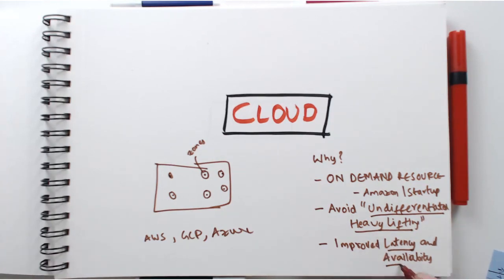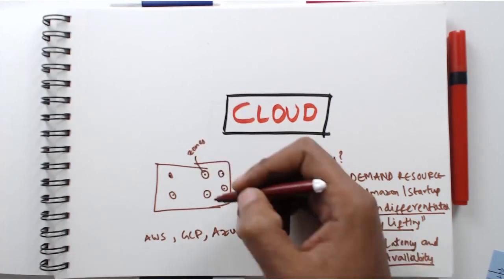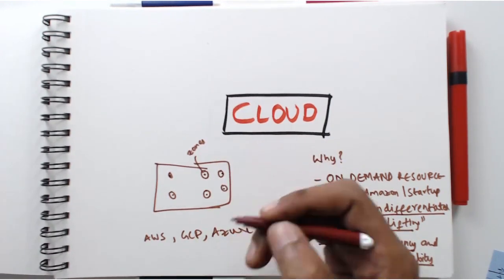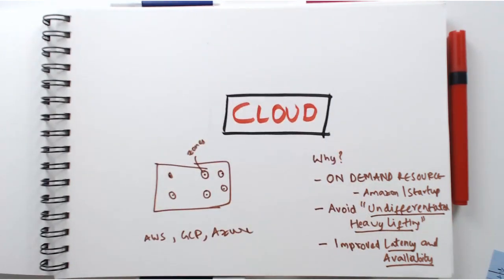You can also improve the availability of your application. So inside the same region, you can deploy it into multiple availability zones, so that even if one of the places the application goes down, it can be served from other places. So that's the reason why cloud is really getting popular these days.